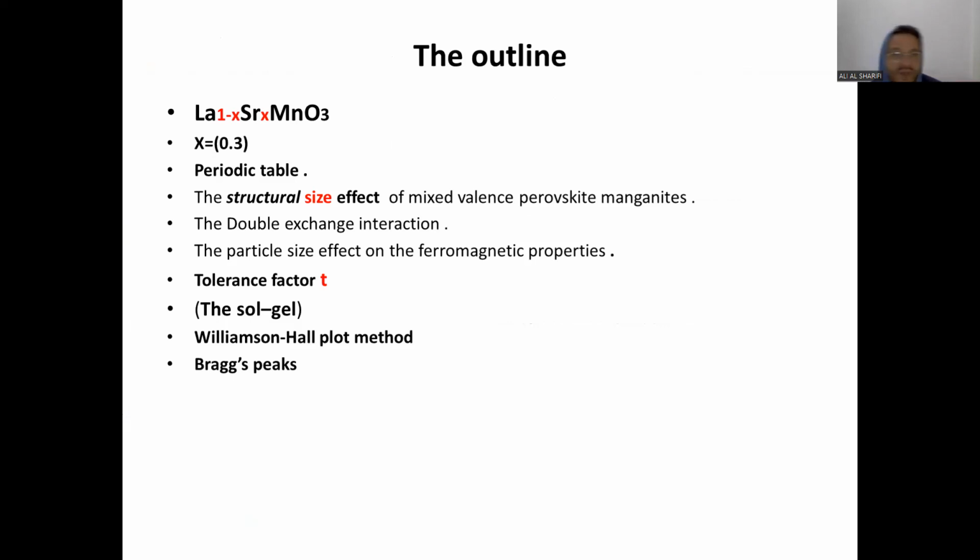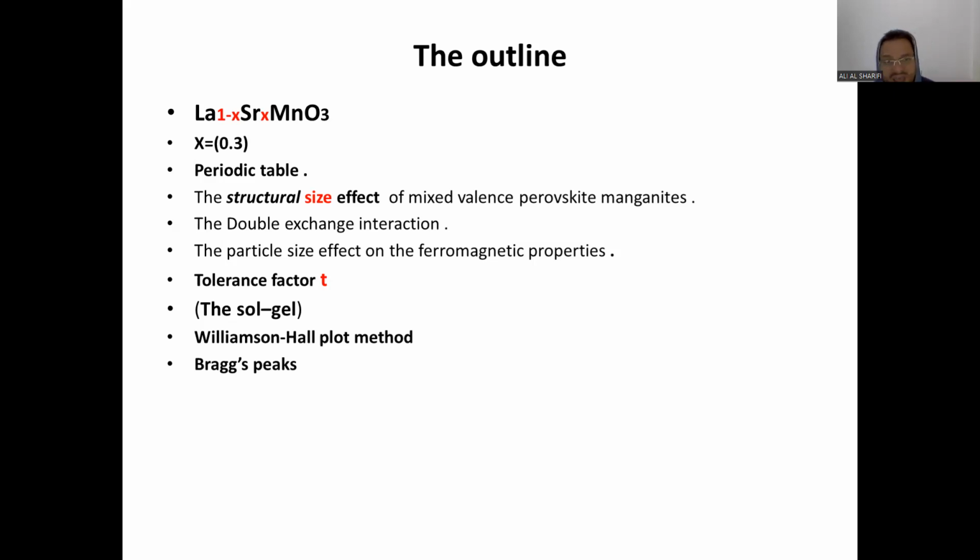We will use the periodic table to illustrate that lanthanum belongs to the alkaline earth, cerium belongs to the alkaline earth, and manganese is a metallic element. We will explain the structure size effect of the mixed valence perovskite manganite, what the structure size will do on the perovskite manganite, and explain the double exchange interaction. Actually, I explained the double exchange interaction in the perovskite lecture, but we will do a simple review of it.